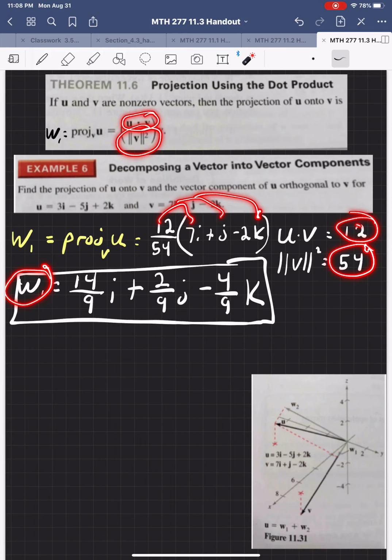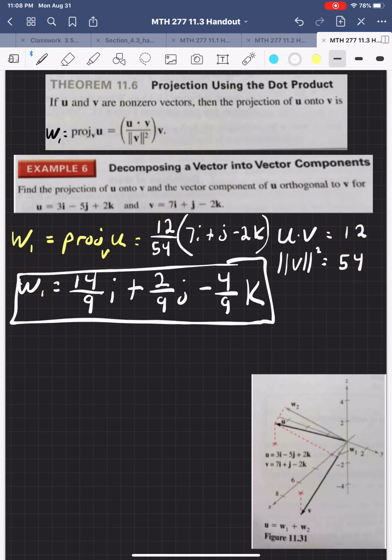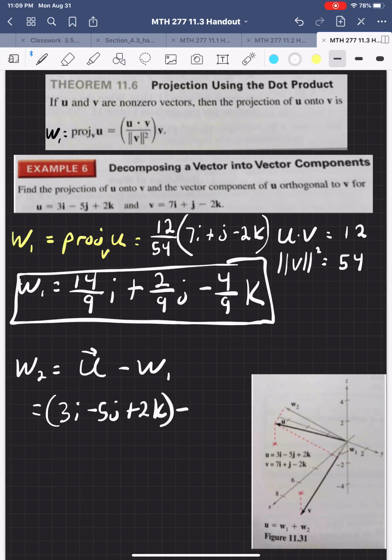So now we have w sub 1. Finally, w sub 2 is simple enough. It's just going to be vector u minus w sub 1. So that's going to be 3i minus 5j plus 2k minus 14 ninths i plus 2 ninths j. I'm running out of room.